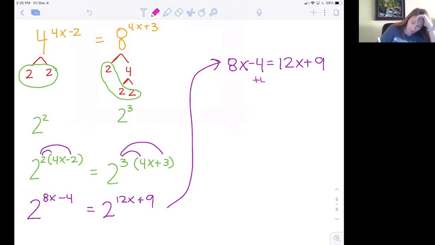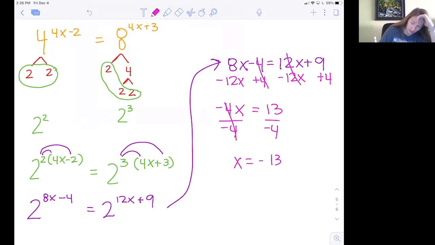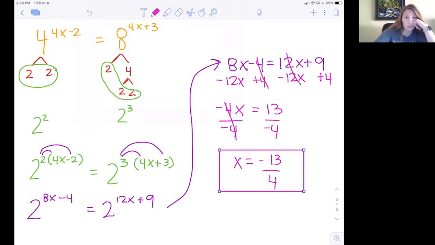So I'm going to add 4, and subtract 12x, subtract 12x. So I've got negative 4x is equal to 13, divide by negative 4, divide by negative 4, and I get x equals negative 13/4, which is one of those answers. I didn't say that, this is multiple choice.